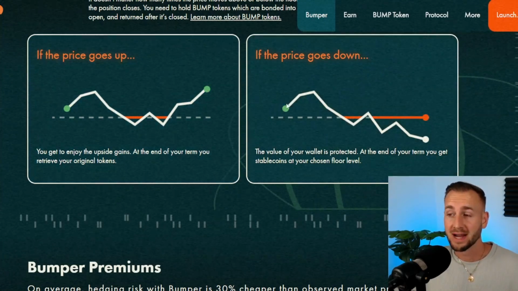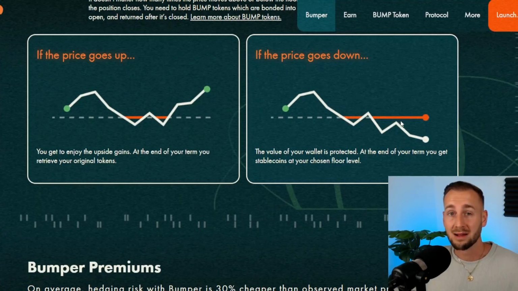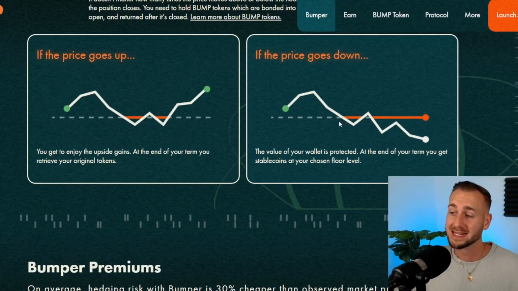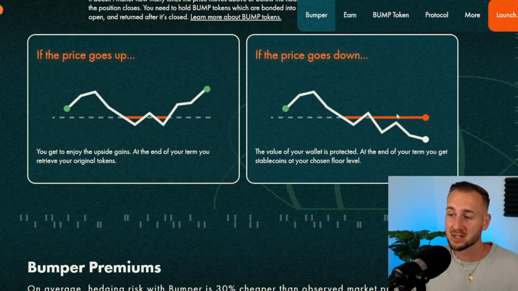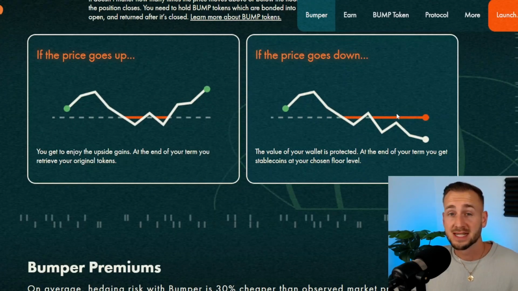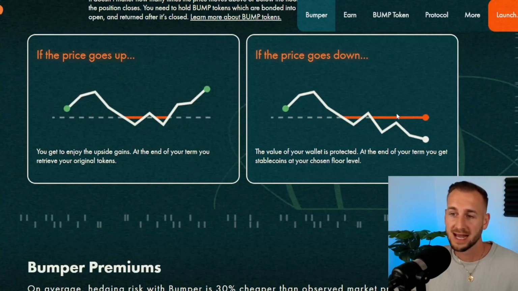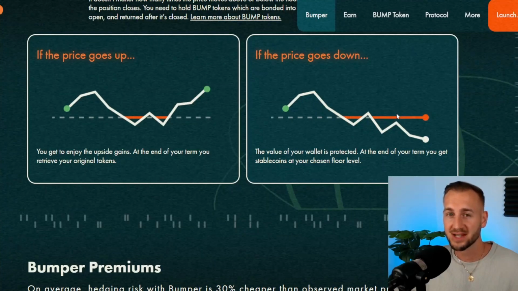Now also on the right-hand side, if the price does go down during this period, you can see it does drop below your floor price here, the orange line. Well, in this situation, the value of your wallet is still protected. And at the end of the term, you will get stablecoins back. Those stablecoins will equate to the amount, the floor price that you've put in for your assets. So you can see how the taker side of things, those who wish to protect their assets, works out here. We'll go into a bit more deep dive in just a second.